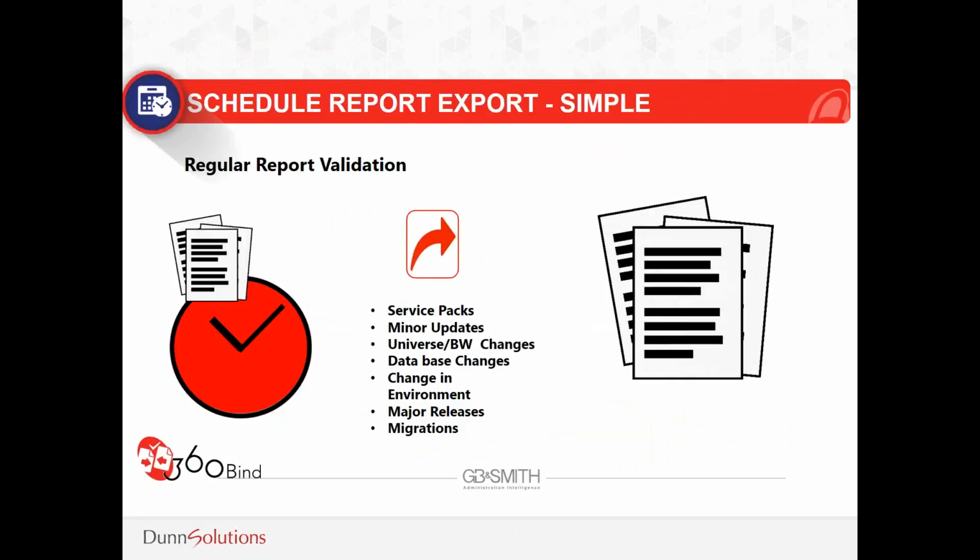And 360 Bind's inherent ease of scheduling should encourage routine regression testing. So continual report validation should be done on a regular and scheduled basis. Anytime you think that there may even possibly be an impact to your environment that could affect your reports, 360 Bind should be run. It's smart to validate early, regularly, and often.